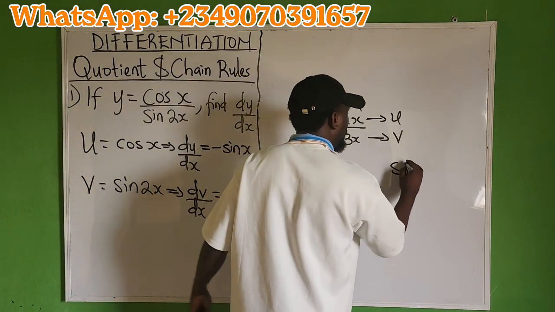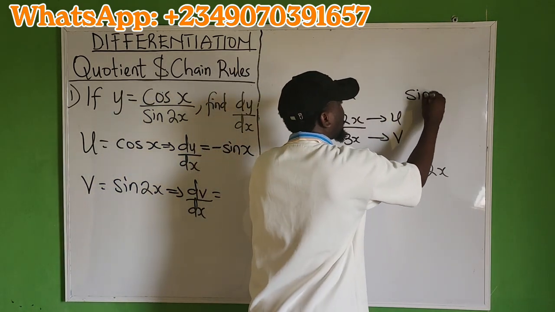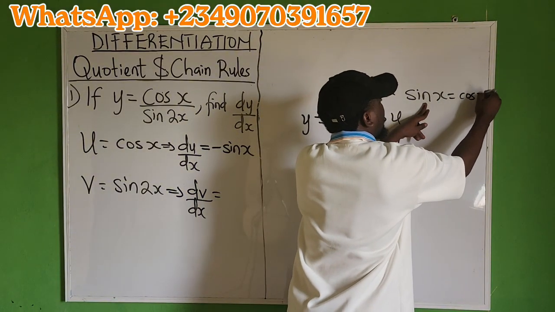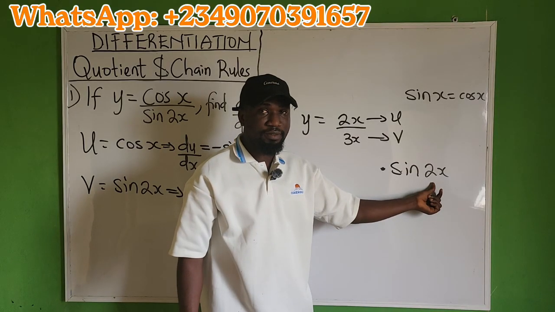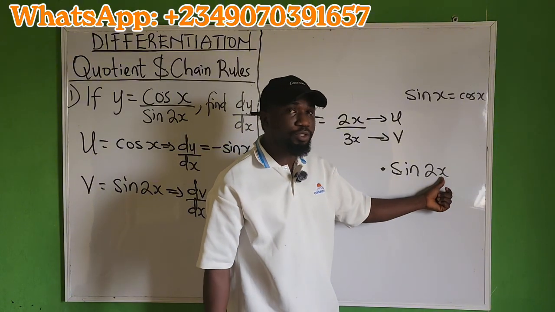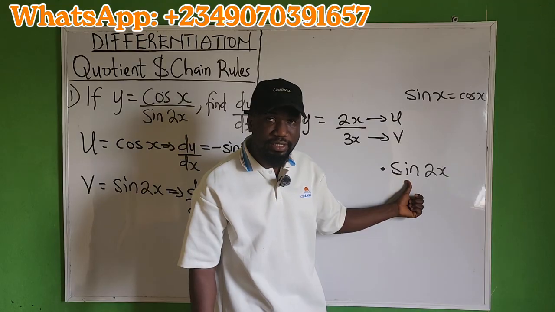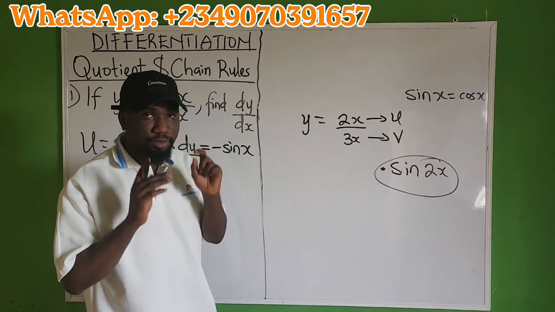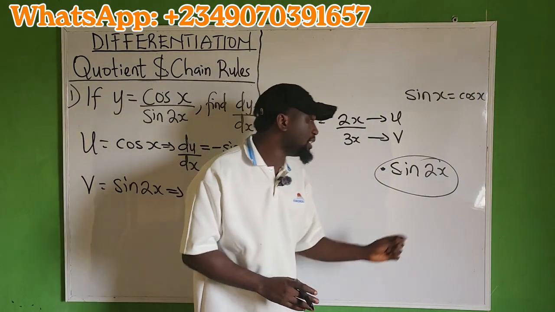We have sine 2x. This is different from having sine x. If I differentiate sine x, this will give us cos x. Whenever you want to differentiate sine 2x, never say that the answer is cos 2x. No. The answer is not going to be cos 2x. Take note. In this case, we are going to be using the chain rule. Are you getting me now? We are going to be making use of the chain rule.